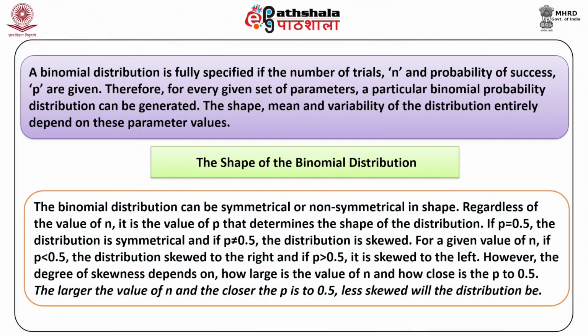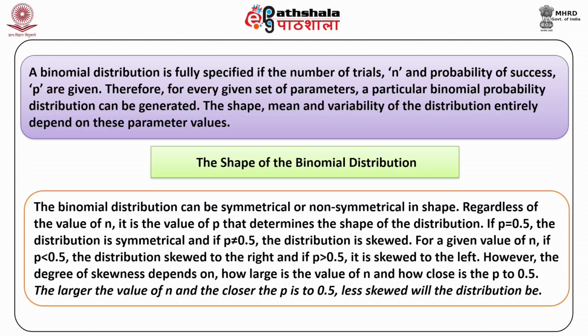A binomial distribution is fully specified if the number of trials n and the probability of success p are given. Therefore, for every given set of parameters, a particular binomial probability distribution can be generated. The shape, mean and variability of the distribution depend entirely on these parameter values, which means n and p. So what we are saying is, if you change n or p or both, you will have a different distribution and a different shape of the binomial distribution. What is the shape of the binomial distribution?